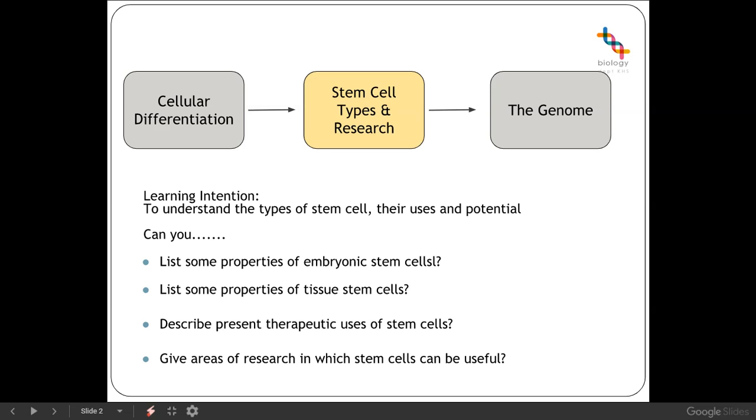And in order to be able to do that, we'll be looking for you to list some properties of embryonic stem cells, list some properties of tissue stem cells, describe the present therapeutic uses of stem cells, and give areas of research in which stem cells can be useful.